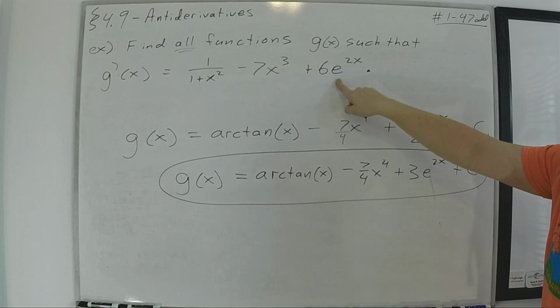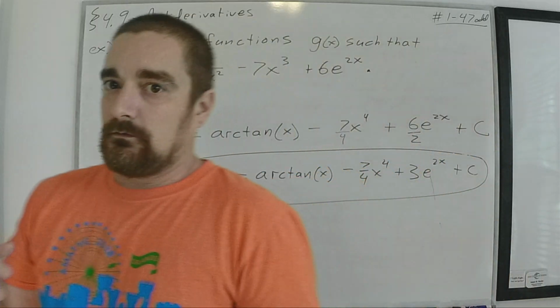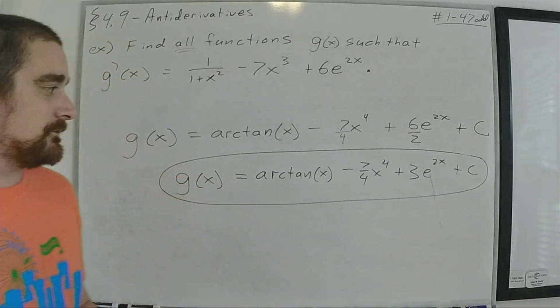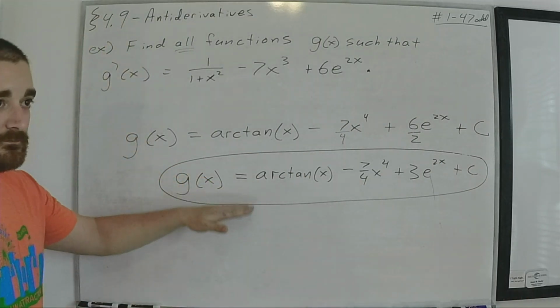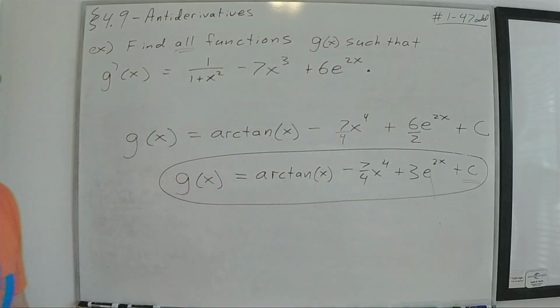So when they say find all functions, it's not like you're finding 30 functions or 50 functions or 10 functions. You're finding an infinite list of them. And this plus c is what's giving you that most general form and creating that list for you.